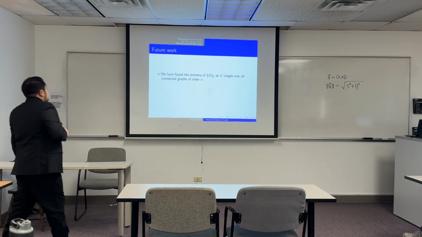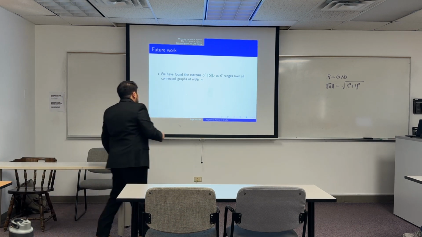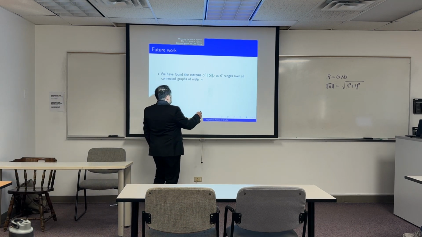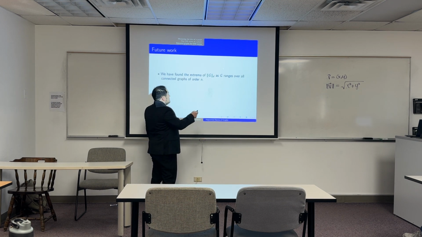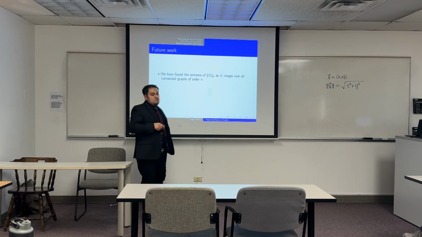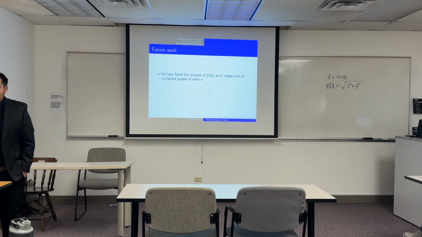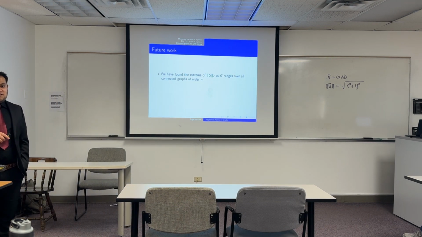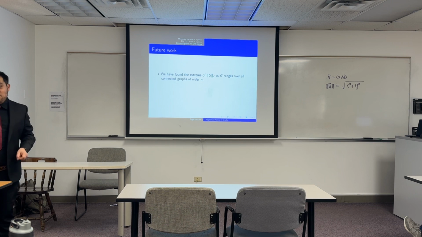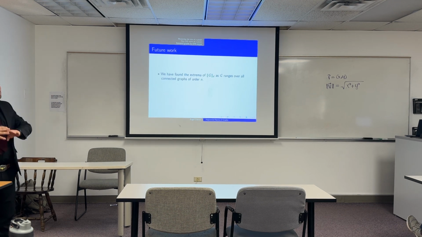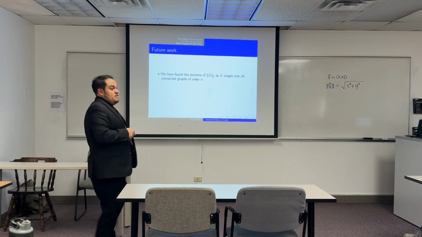Okay, so what have we done? We have found the extrema of this norm as G ranges over all connected graphs of order n. So essentially at the end of the day, what did we do? We looked at all graphs of order n, which there's gajillions of them. Gajillions and gajillions. And we found the smallest one and we found the largest one, where largest, again, is with respect to this new notion of size.